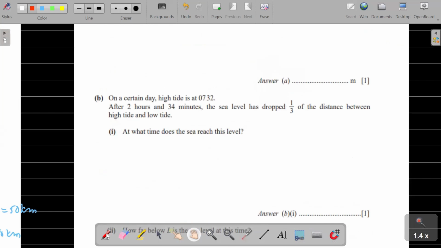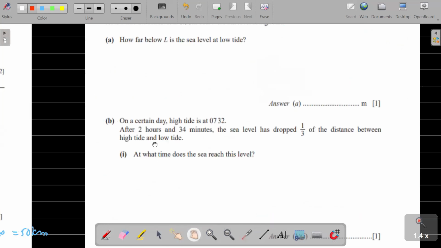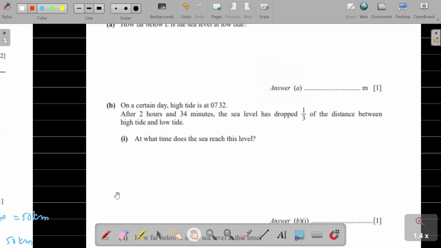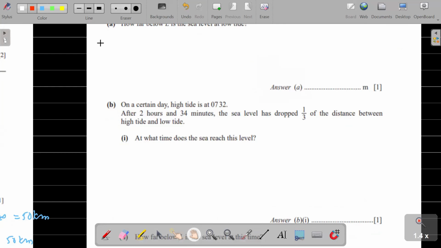Now it says that on a certain day, high tide is at 7:32. After 2 hours, the sea level dropped. So let's figure out the time. On a specific day, the time was 7:32, and after 2 hours, 34 minutes. This is my hour section. This is my minute section.